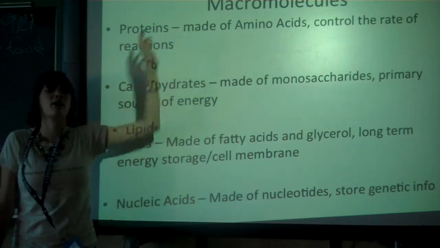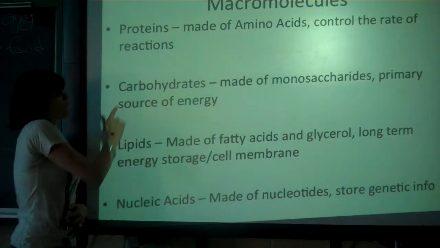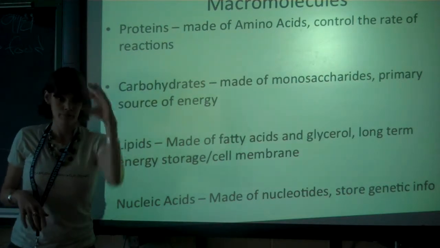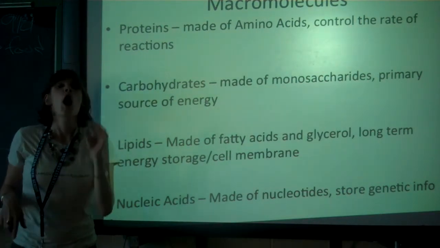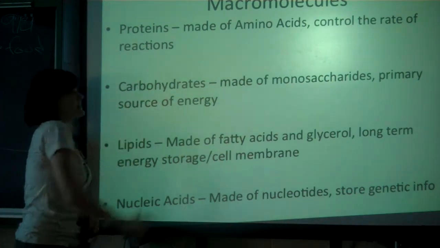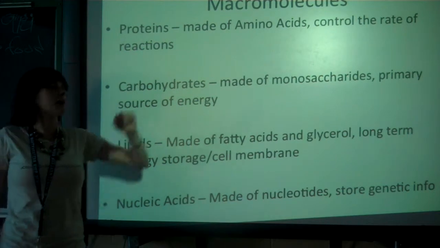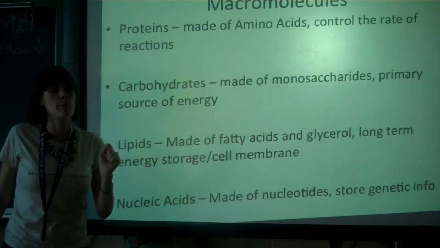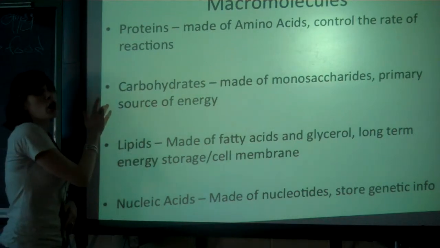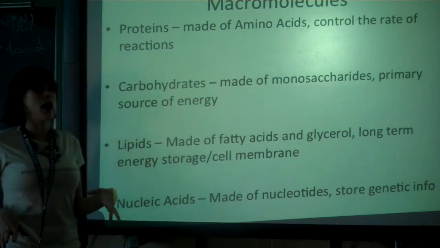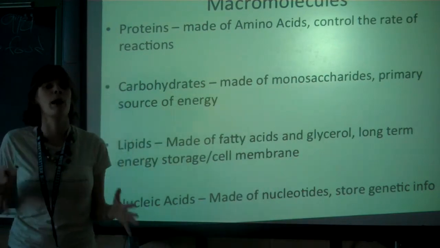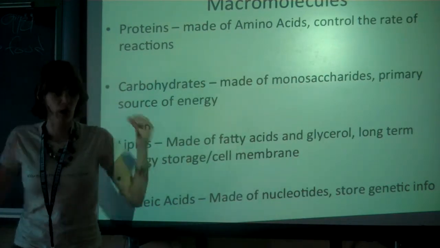Let's talk about our macromolecules. All four of our macromolecules have carbon. They've got the big C, so they are organic. Now, proteins have the building block amino acids, and our proteins control the rate of chemical reactions. We also have carbohydrates. Carbohydrates have the building block monosaccharides, and they are our primary energy source. They're the quick burn energy.